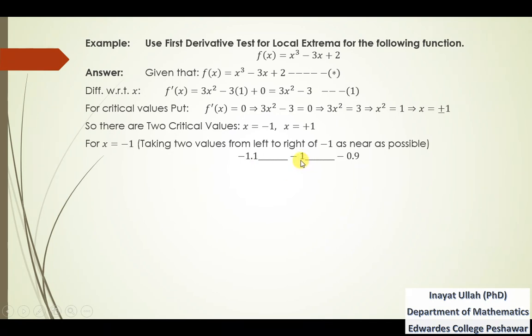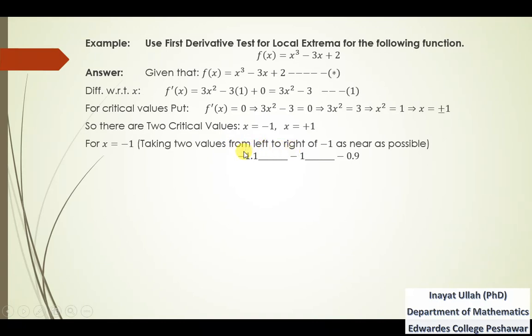nearest value towards this left side of minus 1 is minus 1.1. You can take minus 2 as well, but minus 2 is away from this minus 1. Try to take the nearest value towards the left side and the nearest value towards the right side. So towards the left side there is minus 1.1, and towards the right side there is minus 0.9. So we will be taking these values from left to right.